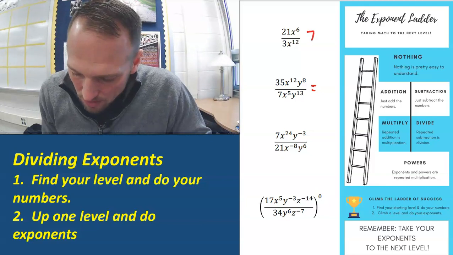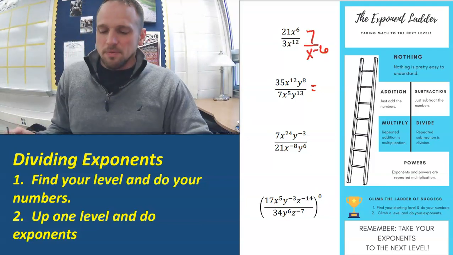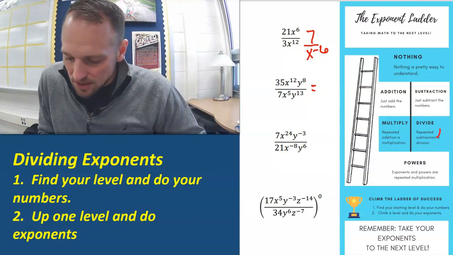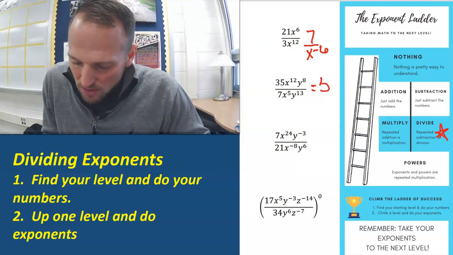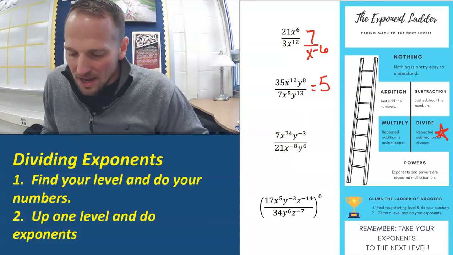You know, I'm going to go back and write this just a little bit cleaner. All right, we're on the next one. It's a division problem. So we're going to divide those numbers. That's going to be 35 divided by 7 is 5.